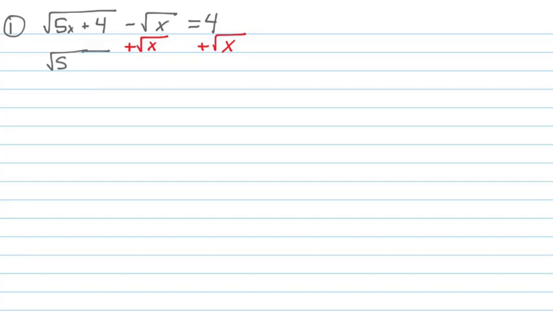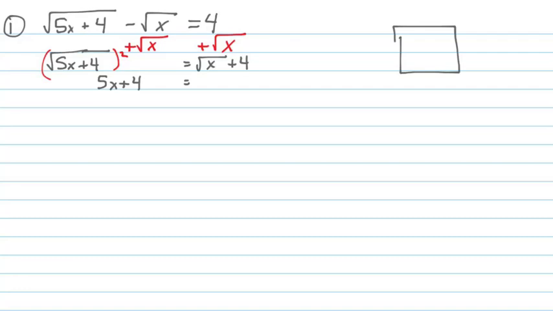So we have the square root of 5x plus 4 is equal to the square root of x plus 4. Now we are going to square both sides. And let's just talk about the easy side. The easy side, I end up with 5x plus 4. On the more complicated side, let's use a box method to multiply it just so we can see it.